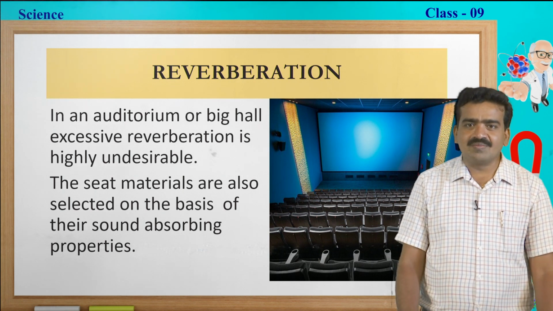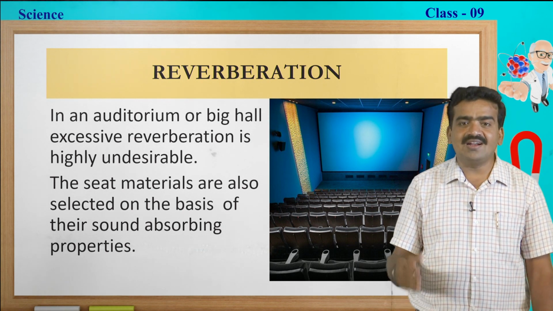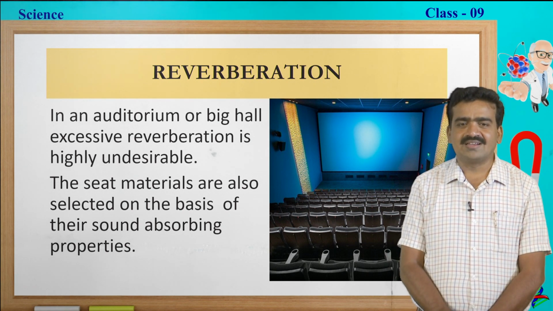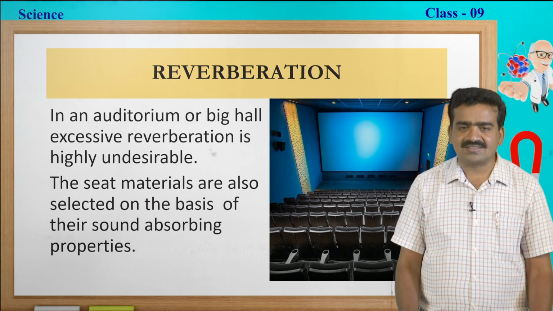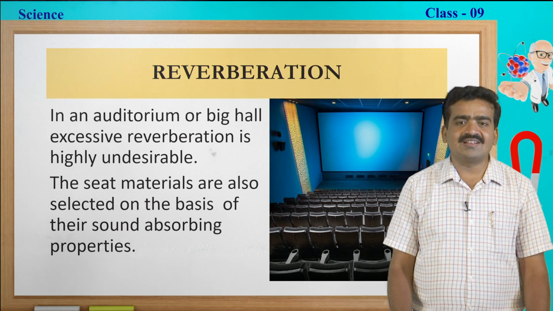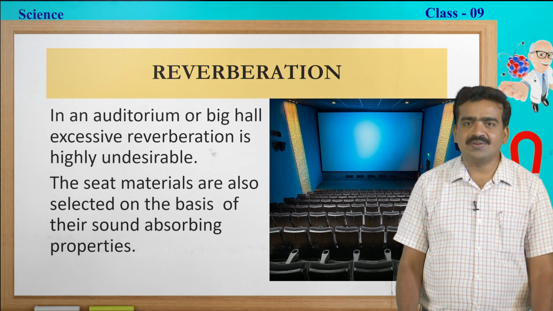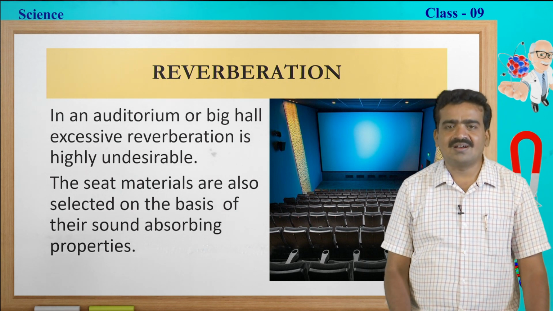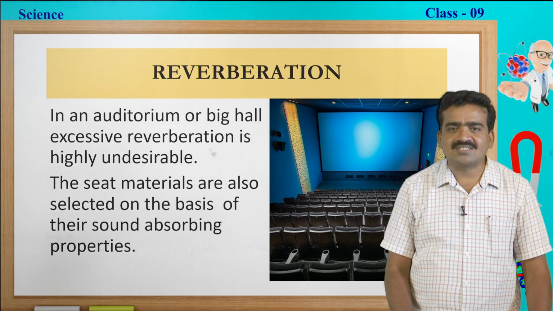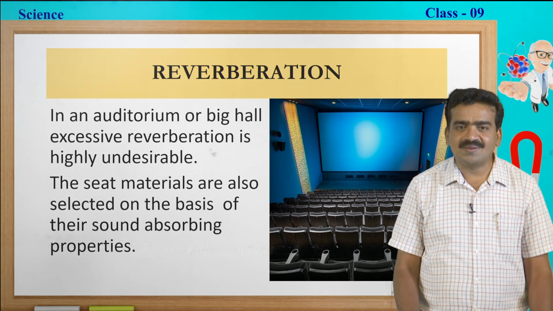In an auditorium or a big hall, excessive reverberation is highly undesirable. Why? Because of multiple reflection. To reduce the effect caused by the reverberation, the seat materials are selected on the basis of the sound absorbing properties.